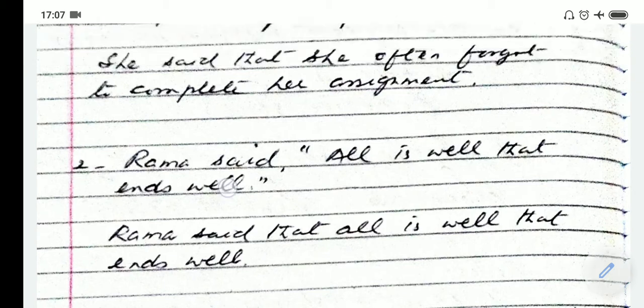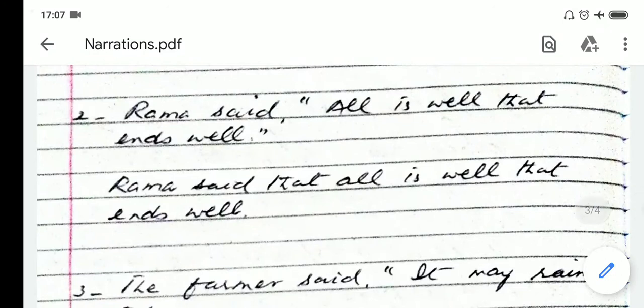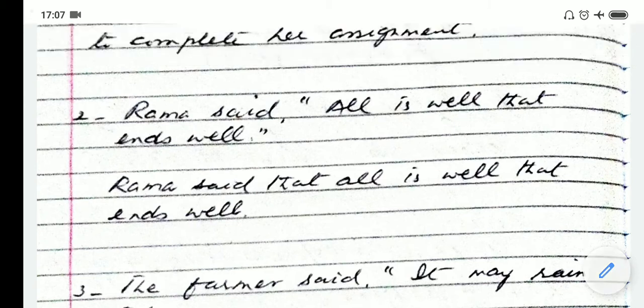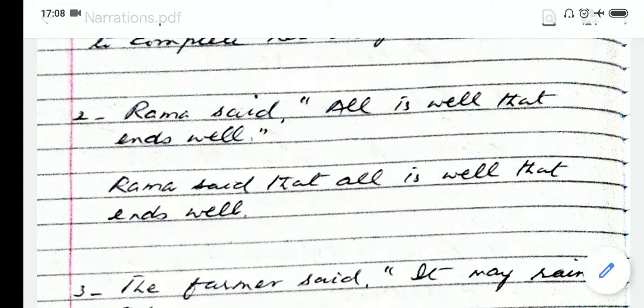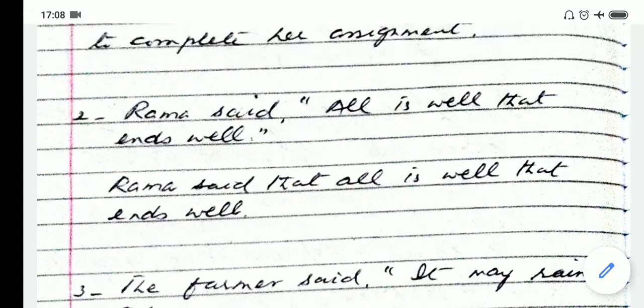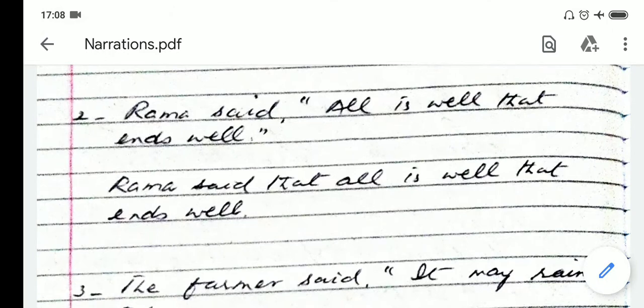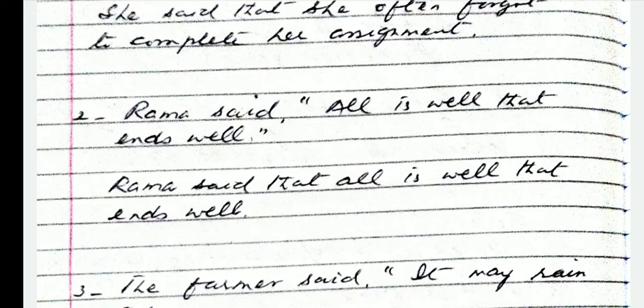All is well that ends well. This is a universal truth. This is an idiom. Idioms and universal truths, they don't change. So Rama said that all is well that ends well. That is the conjunction that will replace the inverted commas to convert direct speech into indirect speech. When we place that, we will not put the inverted commas. This is the direct speech and this is the indirect speech. And all is well that ends well. You will not change is into was because this is a universal truth. This is an idiom.